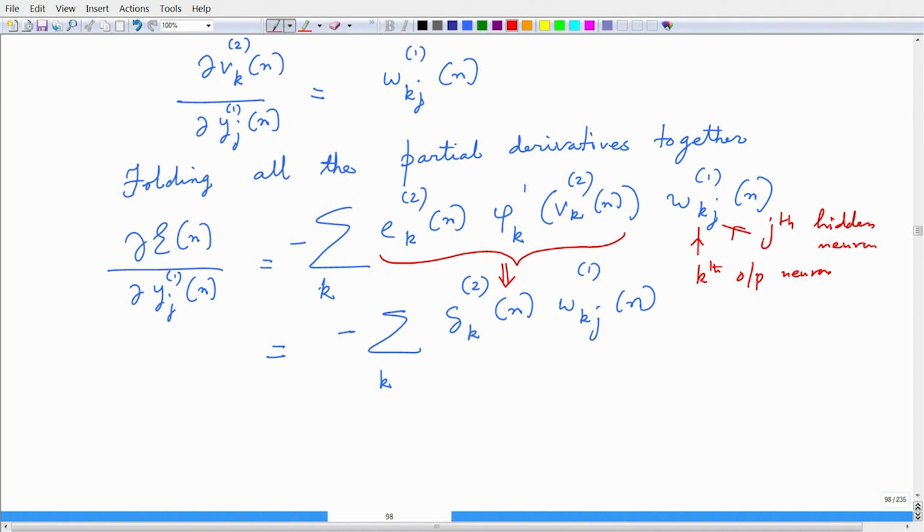Now going by our definition, if we treat e_k(n) times phi_k dash of v_k(n) as the local gradient, then this is basically the local gradient at node k in the output layer, and we link this with the synaptic weights between the hidden and the output.